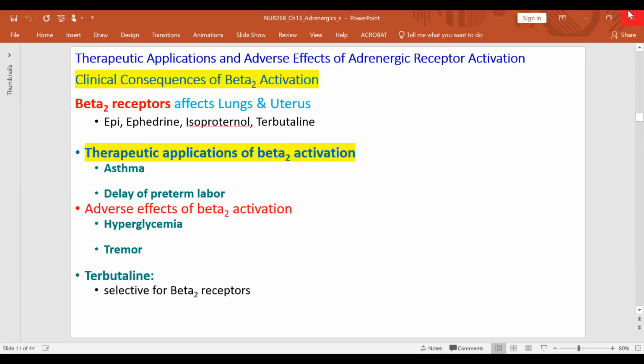So, therapeutic application of beta 2 activation. When the drug activates beta 2, that can be medications for asthma, like inhalation therapy. It can also be used to treat, for a delay of, preterm labor.